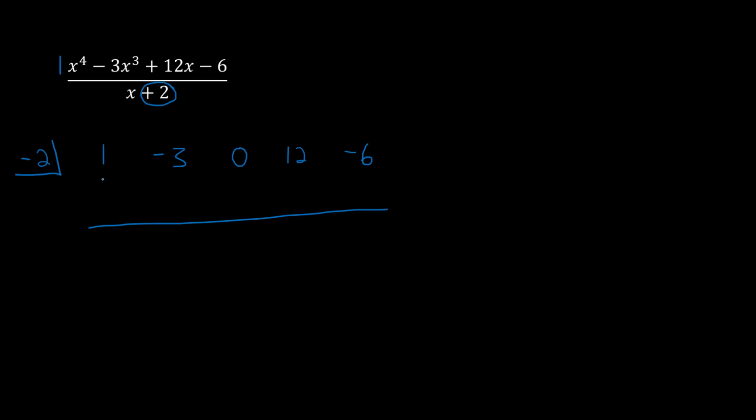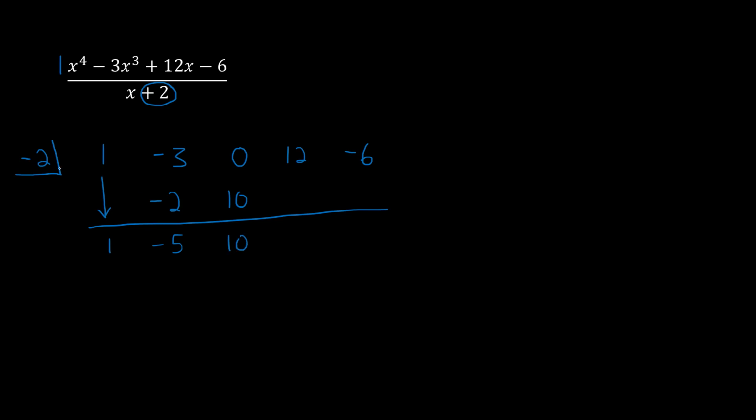So step 1 is always bring down this first number, and then you multiply this negative 2 times whatever's down here. So negative 2 times 1 would give you a negative 2. And then you add negative 3 and negative 2 to get negative 5. Multiply negative 2 and negative 5 to get a positive 10. Then you add 0 and 10 to get 10.